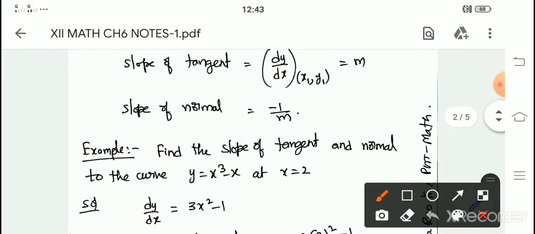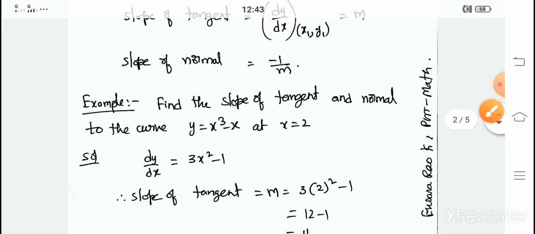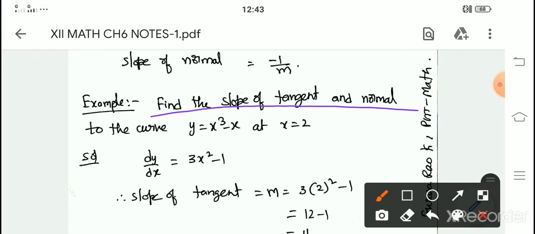Now let me explain this once again with an example. Find the slope of the tangent and normal to the curve y is equal to x cube minus x at x is equal to 2. So whatever question is given with a curve, the very important thing is you will have to find dy by dx.